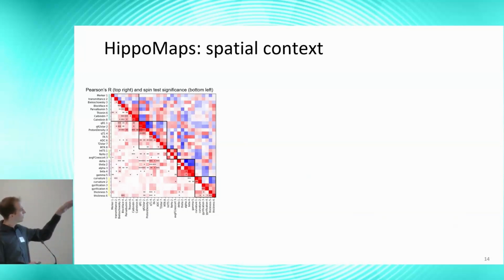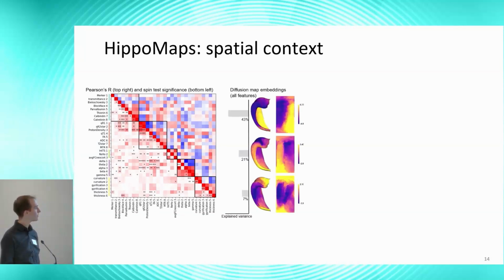You can see that within each of these modalities there is a high correlation, but also some interesting correlations across modalities. For example, correlations between histological features and MRI-derived features. This, I think, is one way that we can explore what it is that our MRI contrast is actually telling us about the tissue itself.